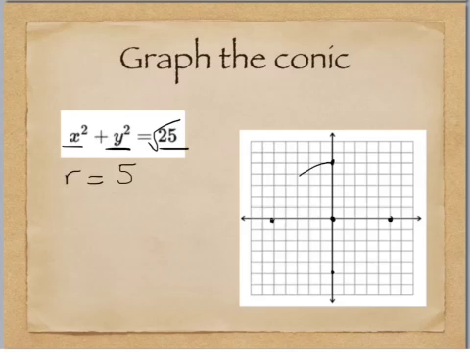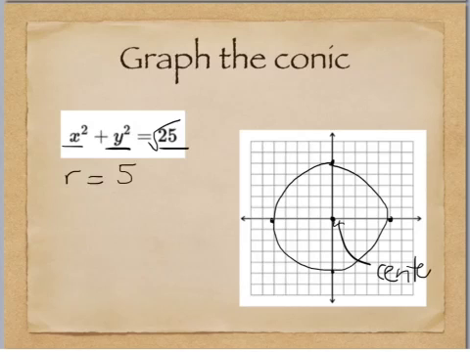So our graph looks like a circle like this. And we label the parts. This is the center. We could label the radius. That's 5. And that's all we need for a circle.